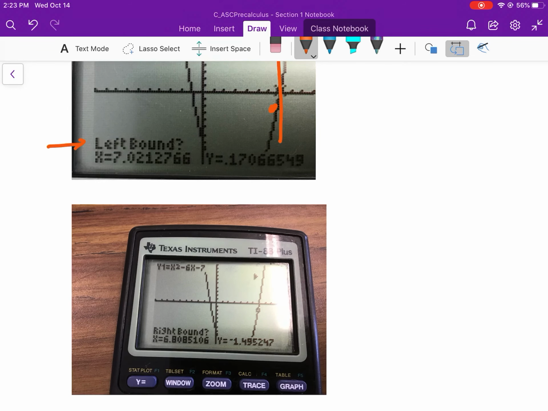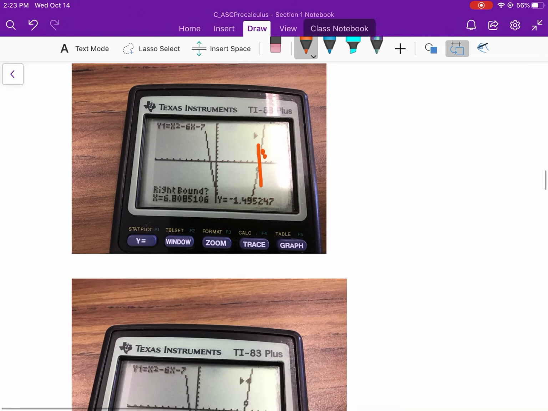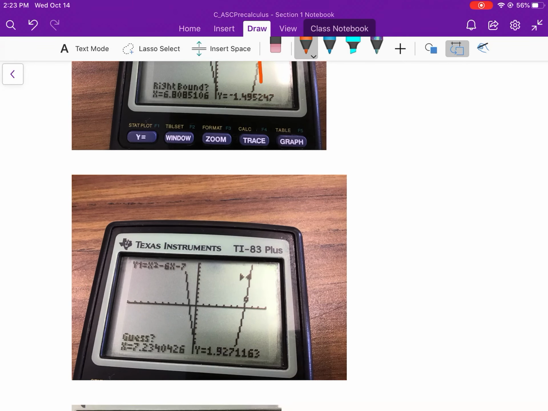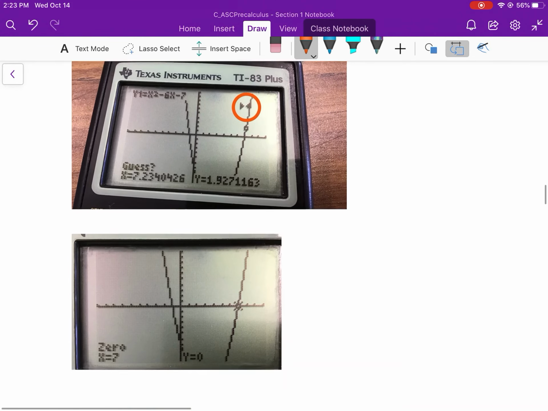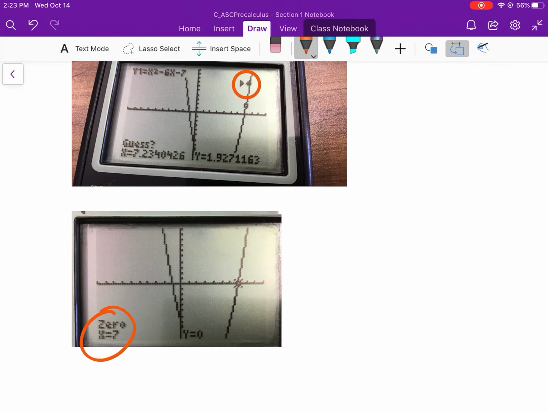Once you hit enter, it'll ask you for a right bound. If this is my x, then I need something over here, and I use my right arrow to get to that side. I want to make sure that my value is positive for y. Then I hit enter. The next one asks me for a guess. You can see up here your left and right bounds, so you can pick something in between. You can just hit enter again, or you can try to move the cursor closer. It doesn't really matter as long as the cursor is within that range. Then it'll spit out the answer magically. And here's my answer, x equals 7.